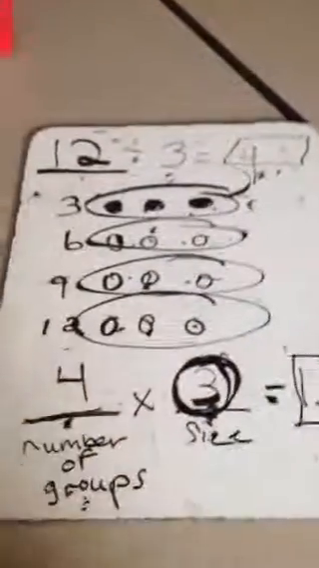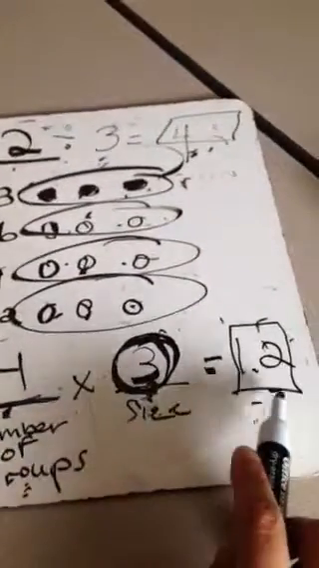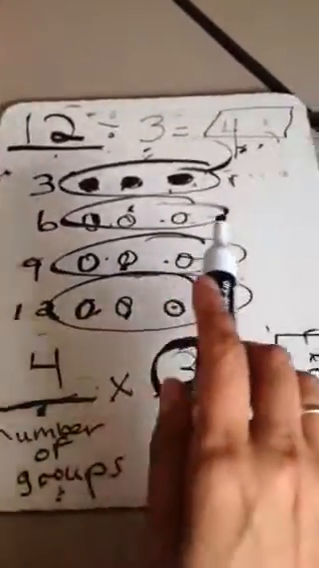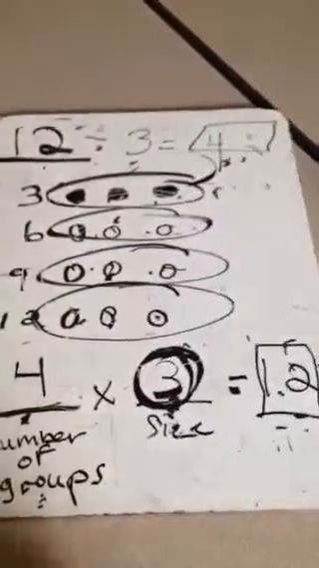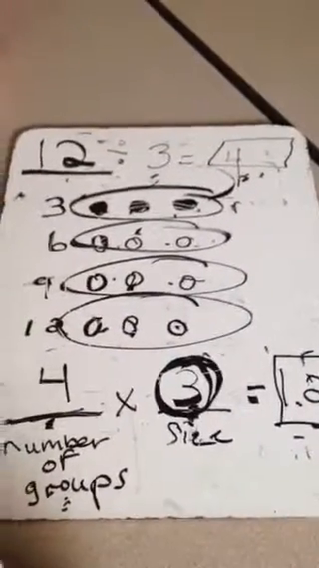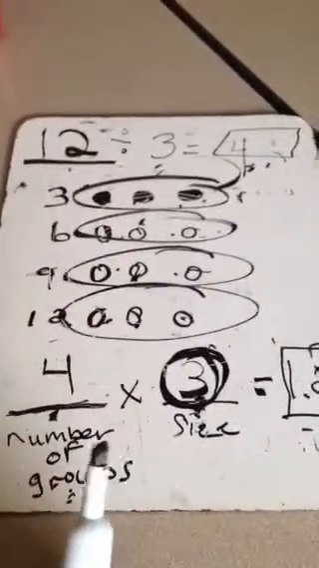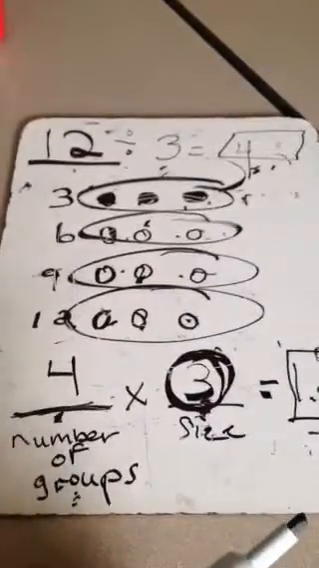So you can clearly see here that 4 times 3 equals 12 is related to 12 divided by 3 equals 4. And you know that because you're using the same array. We never change that array. It's the same representation of the numbers. You are just doing opposite things.